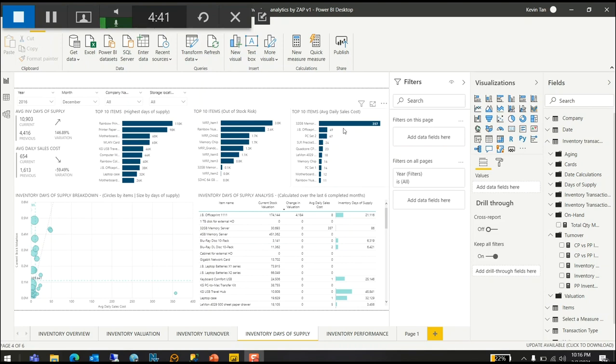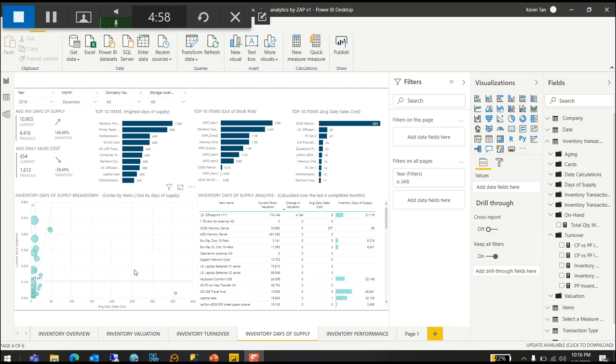And in terms of the top 10 items, the highest sold item is only 357. And all of the numbers are pretty small. That tells us that our costs are really, really low. If our costs are low, our sales are low at the same time because it's cost of goods sold.